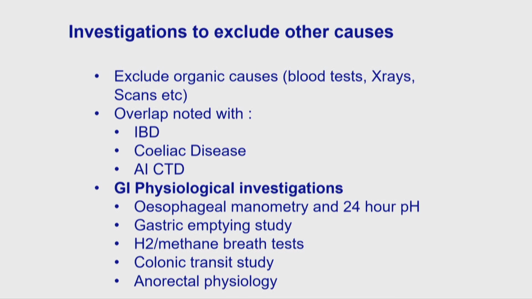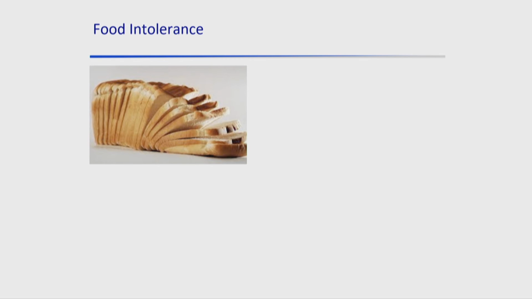And we can run some tests on physiology, because the endoscopies and ultrasound and so on can all be negative. But you can do studies which look at movement of the gut, look at sensitivity of the gut, like a stomach emptying study. You can do hydrogen methane breath tests to see whether people have a bacterial overgrowth or not, transit studies and physiology studies on the pelvic floor, that help to define the problem in terms of movement and sensation.